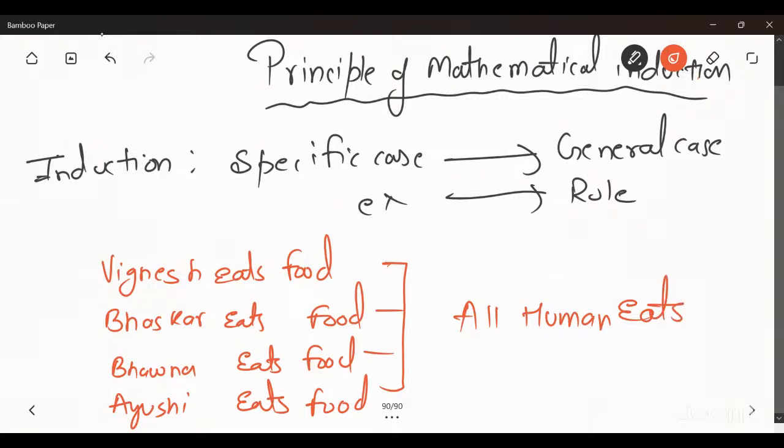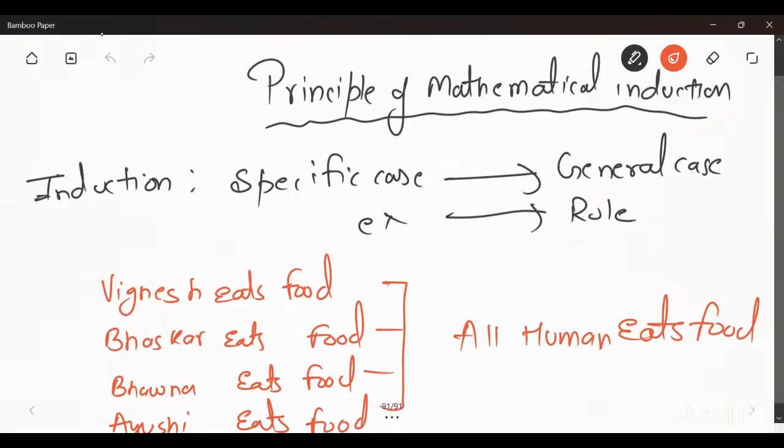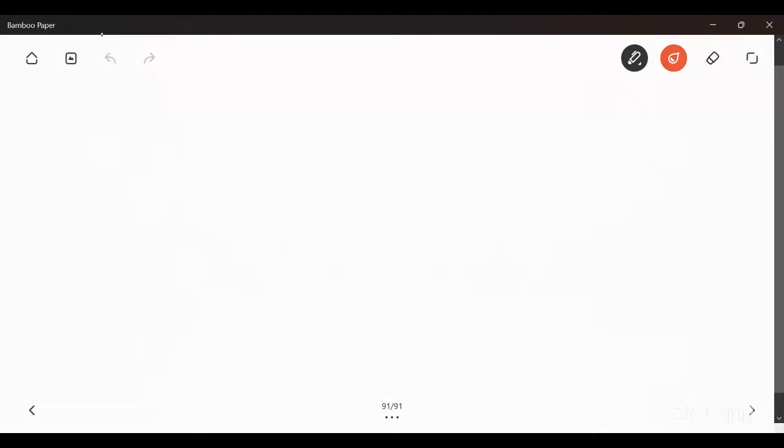All humans eat food. So that is known as induction. It means firstly we have to take examples, then after the examples we come to the rule. So that is known as induction. Okay. So what do we have to do in this chapter? We have to take three steps. Firstly, we have to check any function Pn for one.